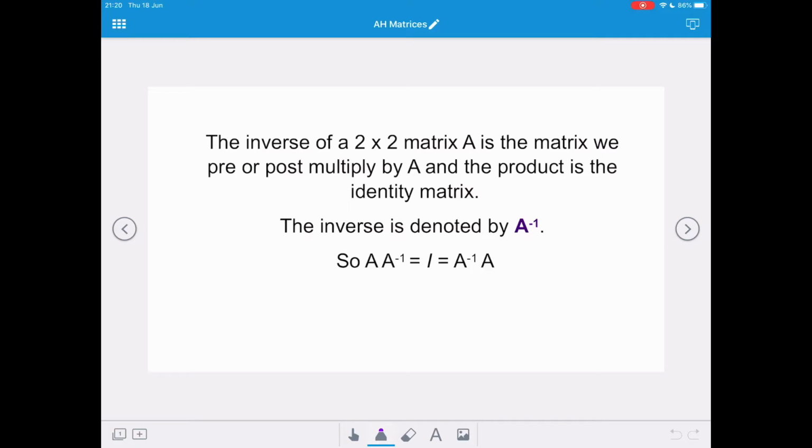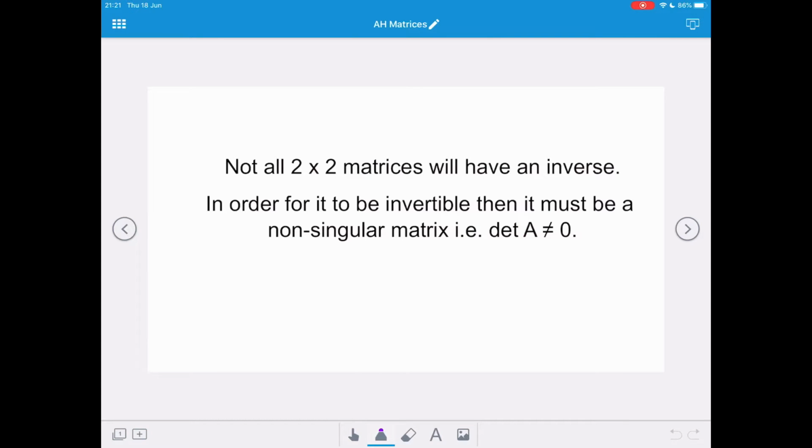So A to the -1 pre-multiplied by A is going to equal the identity matrix I, and A to the -1 post multiplied by matrix A is going to equal our identity matrix I. Now, not all 2 by 2 matrices will have an inverse. In order for it to be invertible, it must be a non-singular matrix. So in other words, the determinant of A cannot equal 0.